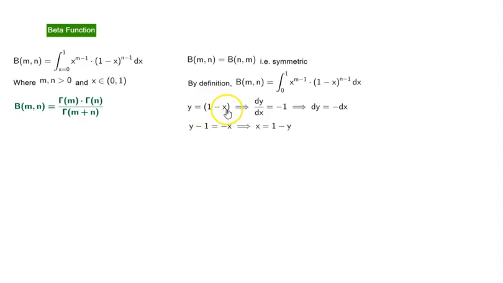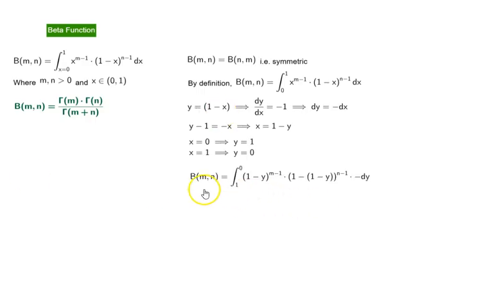y is equal to 1 minus x means y minus 1 is equal to minus x, which implies x is equal to 1 minus y. Taking care of the changing of limits, when x equal to 0, y is equal to 1. And when x equal to 1, y is equal to 0. Now carrying out the substitution, we get beta of m comma n is equal to the integral 1 to 0, because the limits have got interchanged.